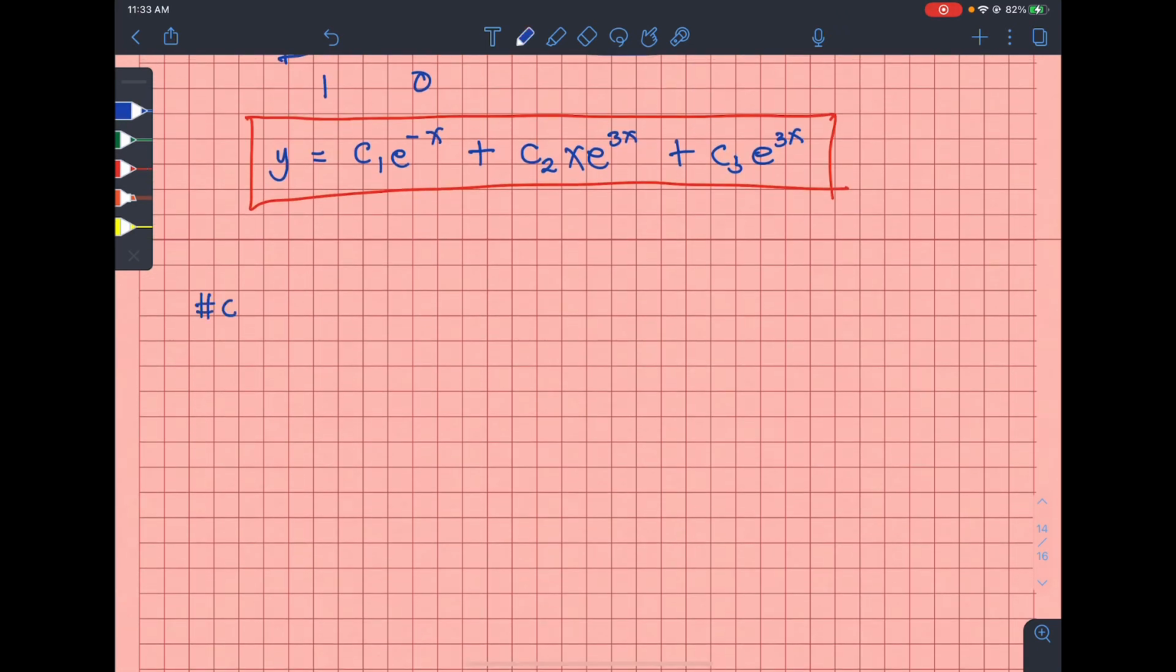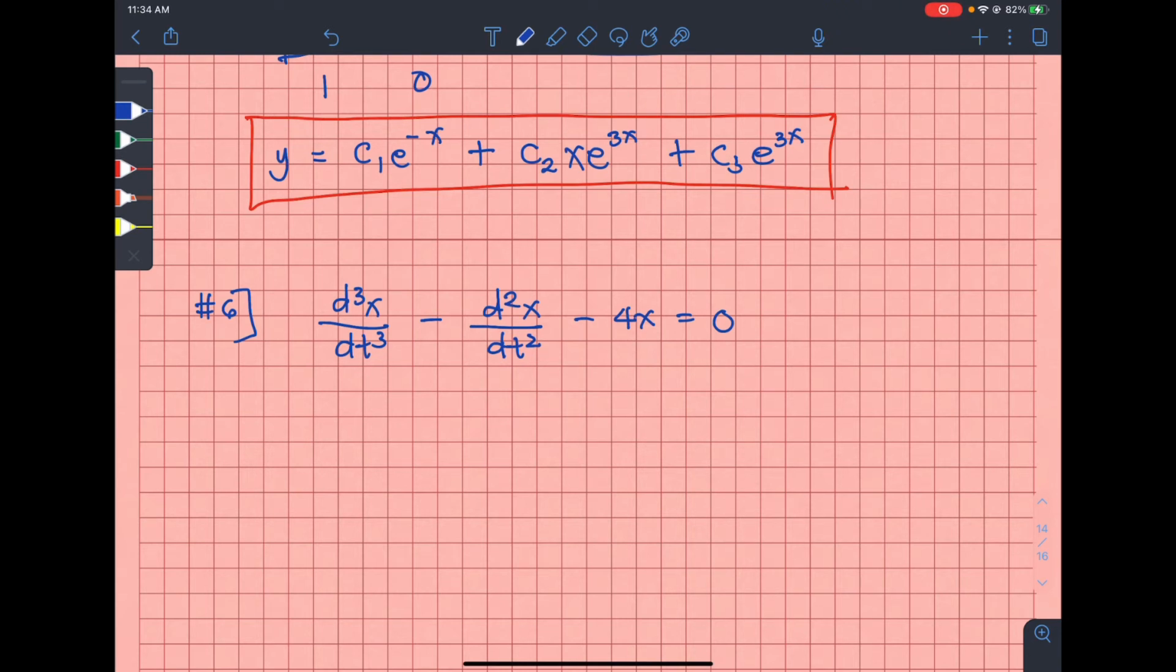Let's have another one. Number 6. So, paano kapag ganito siya? We have a third derivative of x with respect to t minus second derivative of x with respect to t, and then minus 4x is equals to 0. So how do we find the solution of the differential equation?